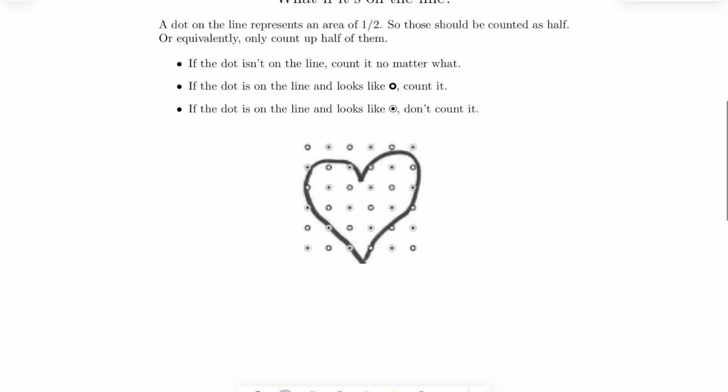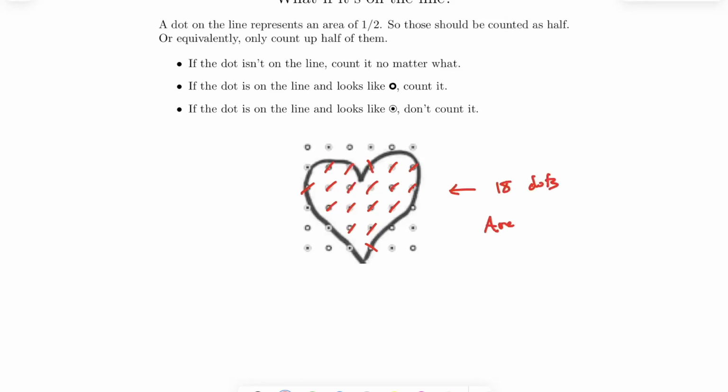So when I count the dots here, I'm going to go, this is 1, 2, 3. I am not going to count that one here because it's on the line and it has that other shape. I am also going to count this one over here, which is on the line, but it has the appropriate shape to count on the line. So that's 4, 5, 6, 7, 8, 9, 10, 11, 12, 13, 14, 15, 16, 17, 18. I'm going to say that one was not on the line. All right. So here I got 18 dots.